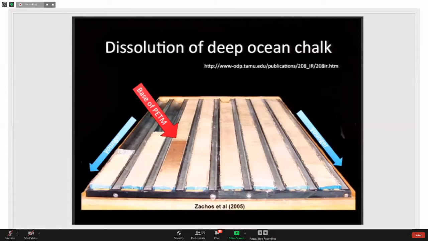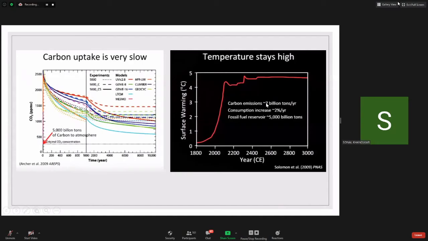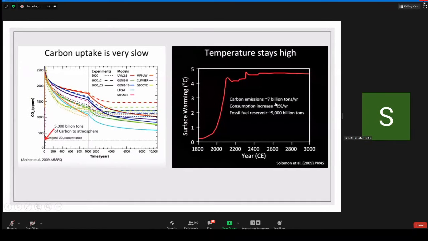So what we are doing now is, we are already at 400 ppm, and if we continue, this will just accelerate, and it will take thousands of years to bring the temperature back to normal. So this is one such model, and it's a compilation of different experiments. The other one shows carbon emissions of 7 billion tons per year, but we have already crossed that. We are around 10 billion tons per year in carbon emissions right now.